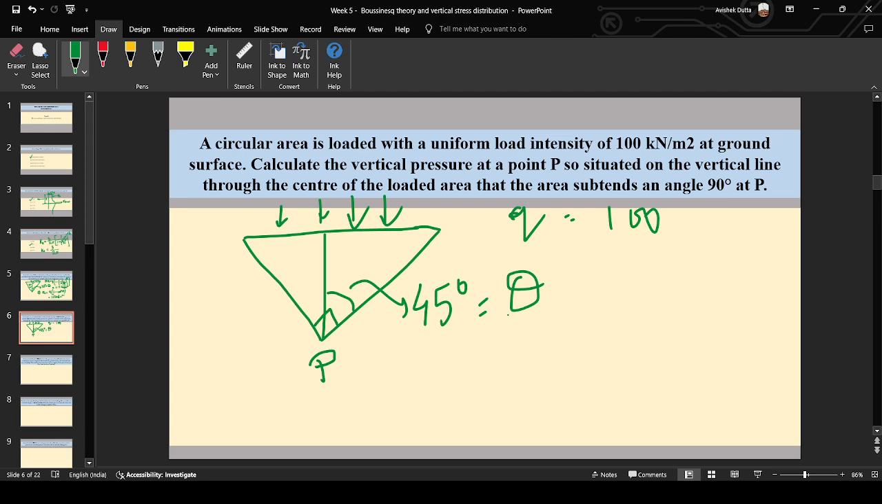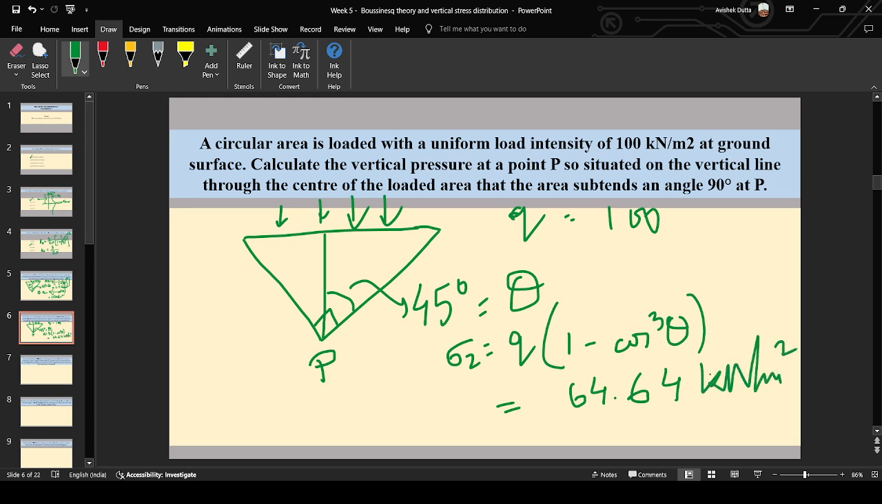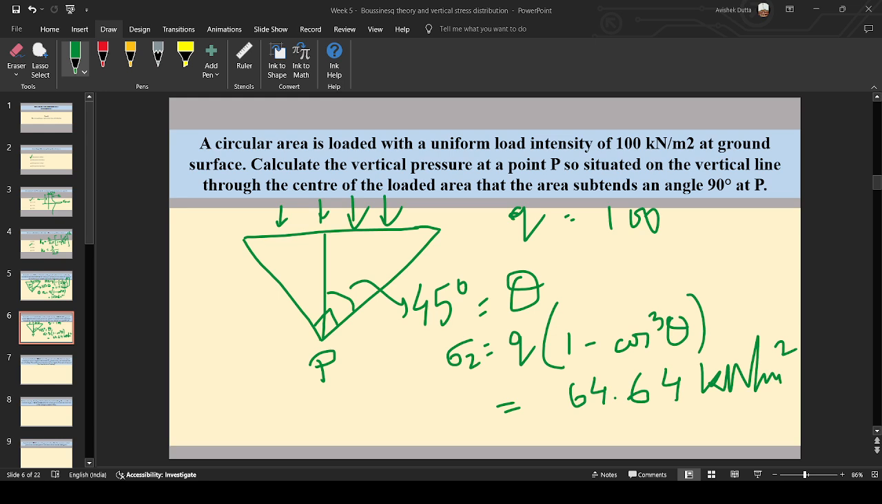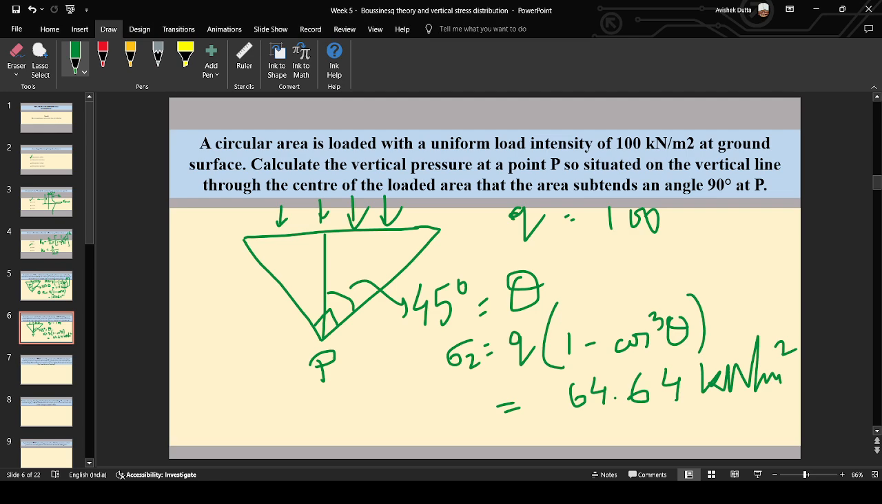So using the second formula from the previous question, sigma z equals Q into 1 minus cos cube theta. Q is 100, cos 45 whole cube, 1 minus answer into 100. That gives 64.64 kilonewton per meter square. So here the diameter is not given, depth is not given, so a and z you cannot find out. You have to go with the second formula, that is find out the angle theta, half of the angle subtended at that particular point, and then use the formula sigma z equals Q into 1 minus cos cube theta and get the value of the vertical pressure at the point P. Okay.